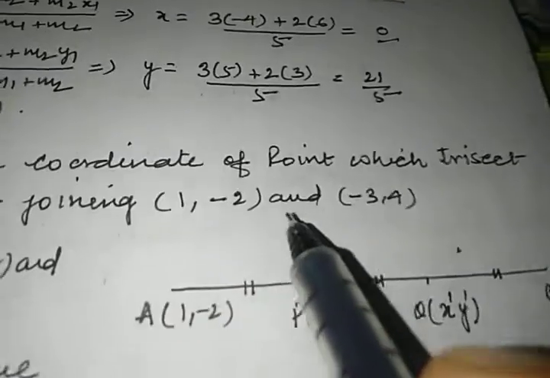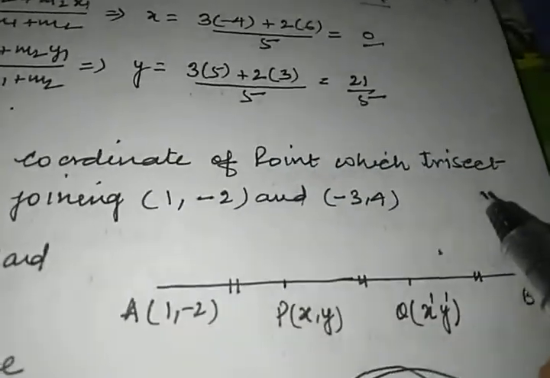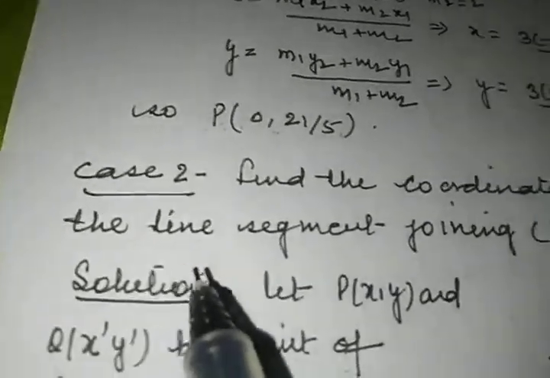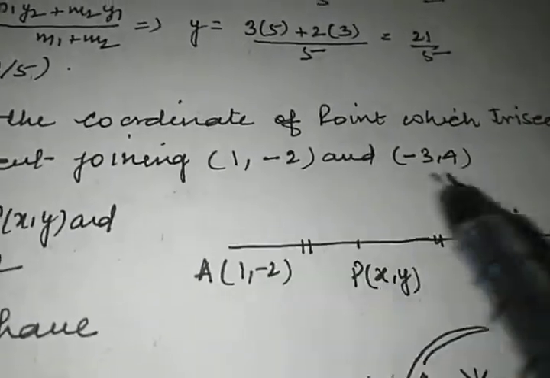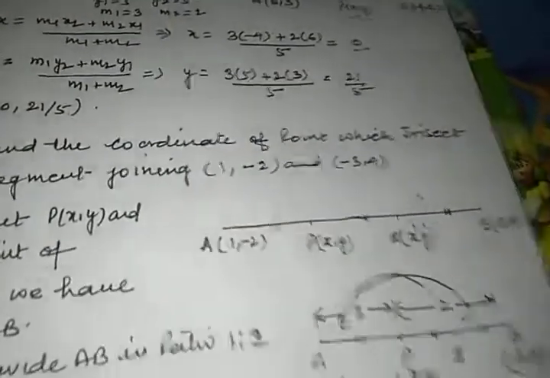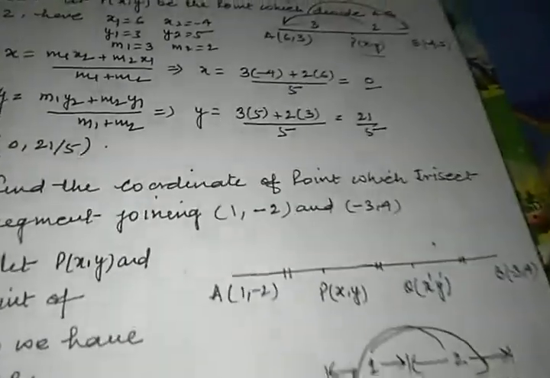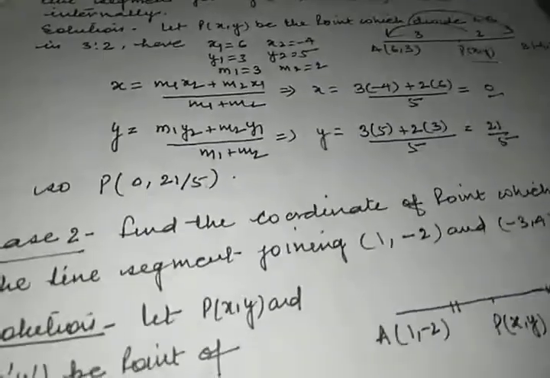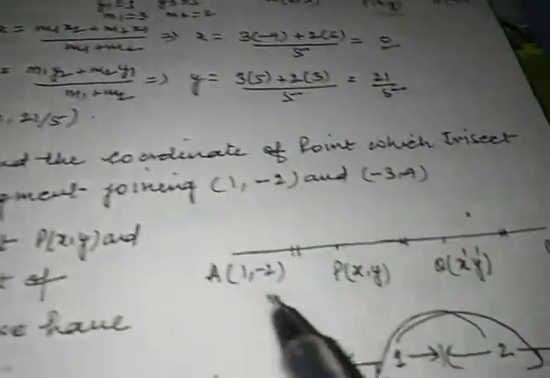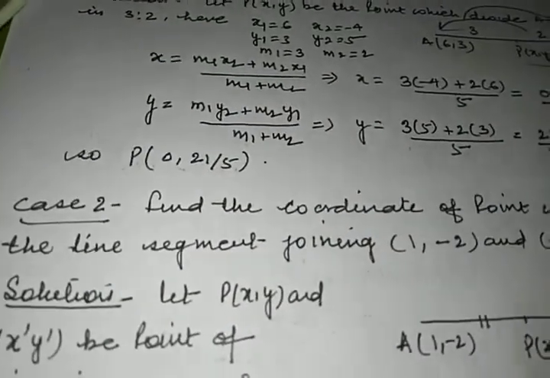Find the coordinates of the points which trisect the line segment joining these two points. This is an important question. The line is being trisected, which means the line is divided into 3 equal parts. Two exterior points are given, A here and B here, and the line is being trisected.